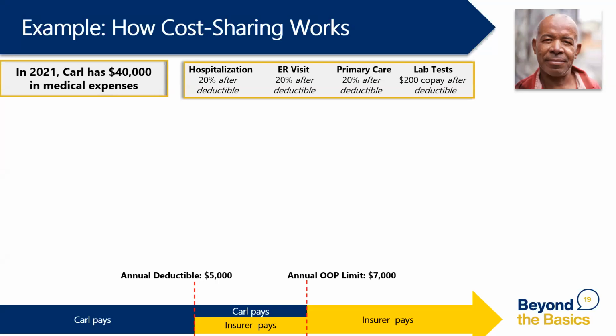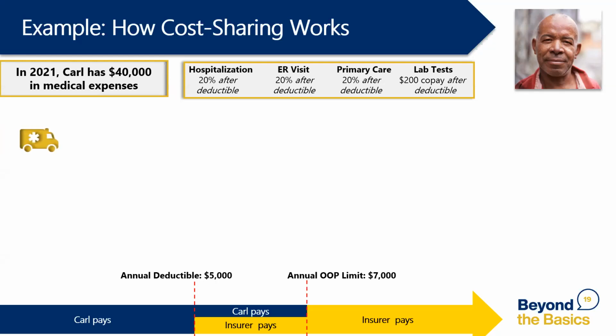Also important to note is that this plan has co-payments for some services and co-insurance for other services. And again, Carl goes to in-network providers for all of these services. Carl had $40,000 in medical expenses this year and received the exact same healthcare services we just covered. So we're going to run through how a plan that's structured this way would work for Carl and see if you can spot the main difference.